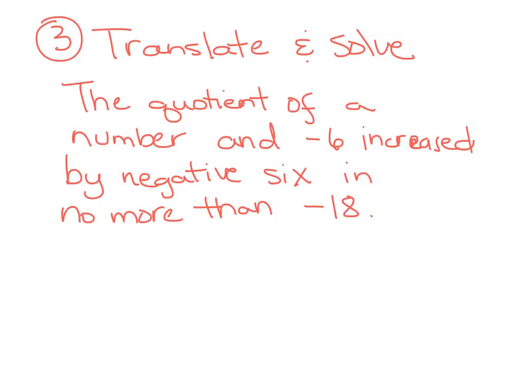Okay, problem number 3 is translate and solve. You do not have to graph the answer. The quotient of a number and -6 increased by -6 is no more than -18. This should be an "is," not "in." Again, you're going to pause the video, translate it and solve it, and then come back and make sure that we have the same answer.